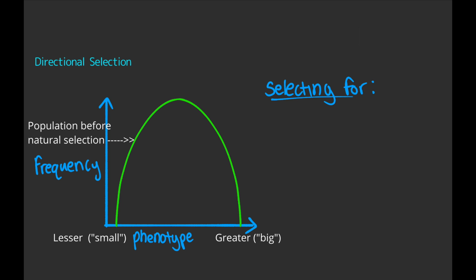Next, let's move on to directional selection. What happens in directional selection is the environment is going to select for either one of the extremes. So one extreme.